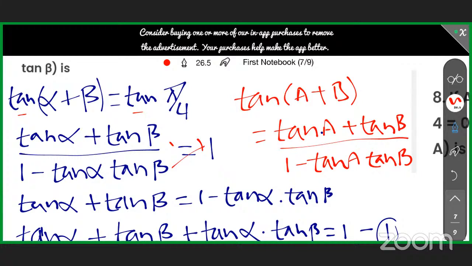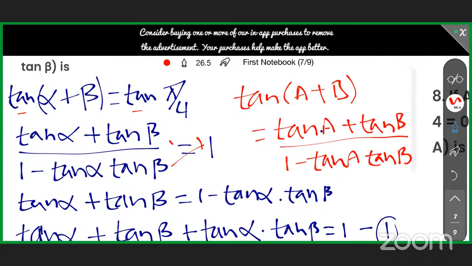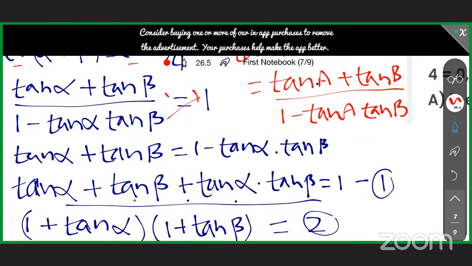So I want to send this minus term to the other side. What happens? Tan alpha plus tan beta plus tan alpha into tan beta becomes 1. So the value of this whole expression is 1. I keep this as equation 1.